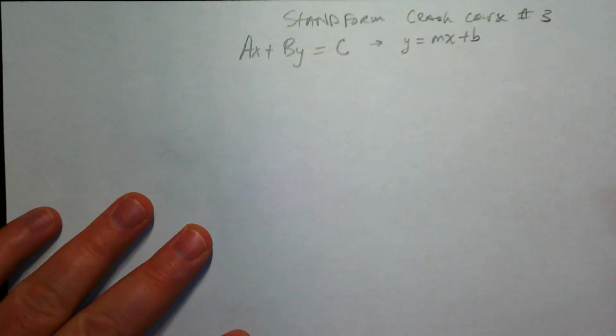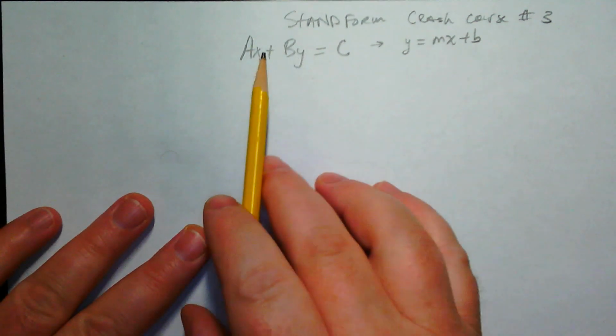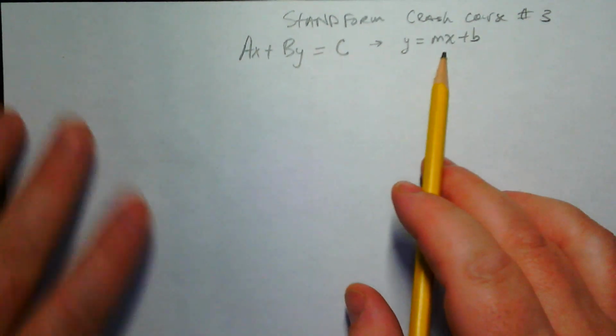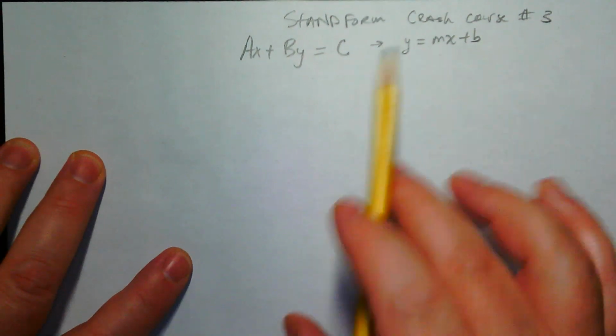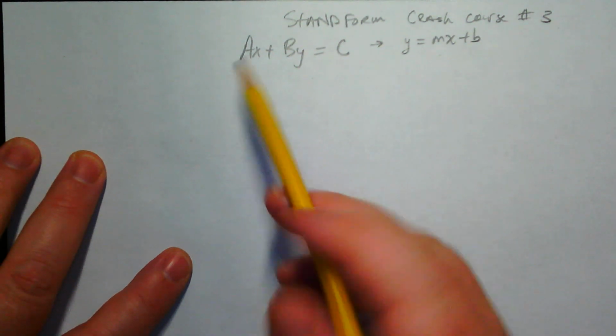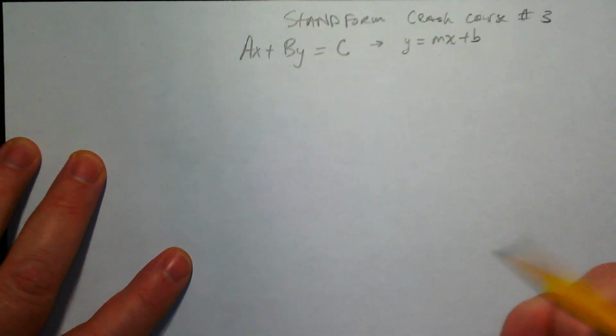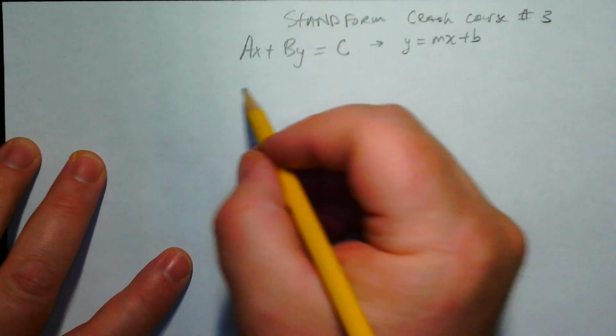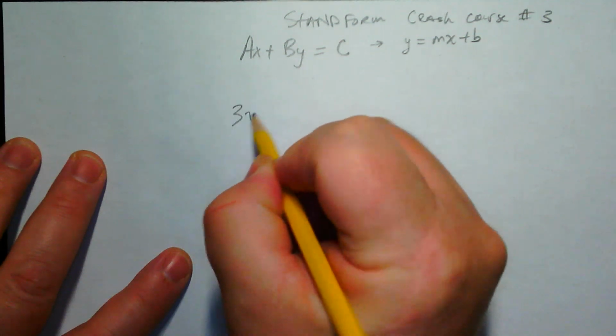Okay, last crash course video on standard form. I'm going to teach you today on this one right here to go from standard form to slope-intercept form. Now this is much easier than going the other way because you're going to have two steps. You can have a little reducing. There's one little procedural thing that I'll show you to watch out for. Otherwise, it's pretty straightforward. So let's start with this one right here.